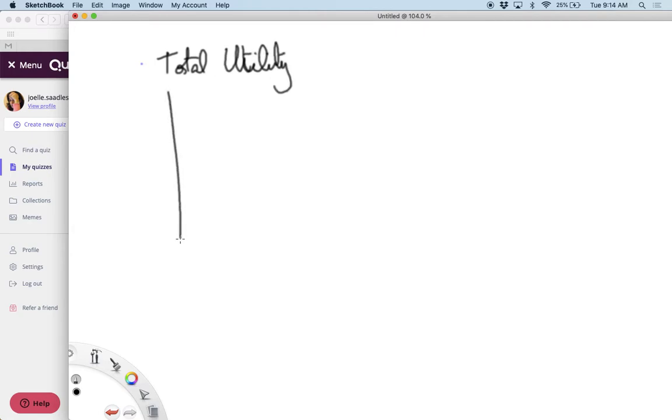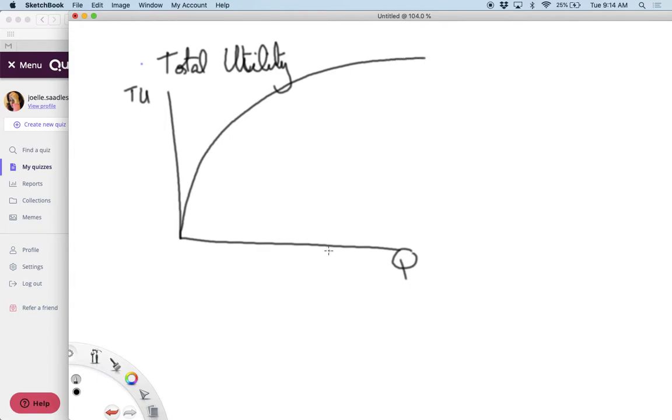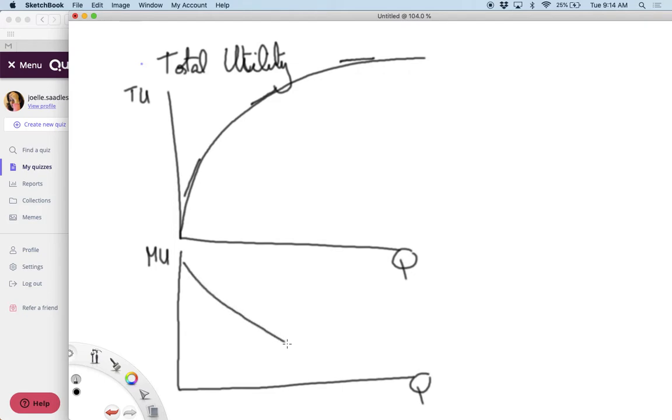as you consume more of something, here's the quantity, here's the total utility. The utility is increasing, but it's increasing slower and slower. The slope of total utility is marginal utility, so marginal utility is becoming smaller and smaller. If we made a mirroring graph with marginal utility, you'd see that it's decreasing, and it might even become zero at some point.